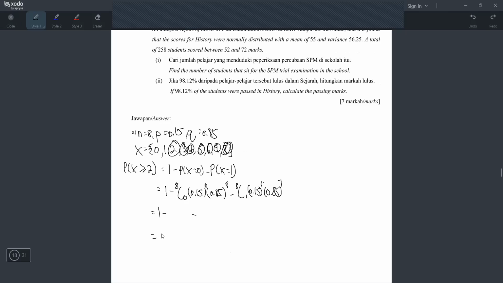Okay, 8C0, no need to press because it's 1. 0.15 power 0, also no need to press, it's also 1. Just press 0.85 power 8. You will get 0.27249, so 0.2725, right, in 4 decimal figures.